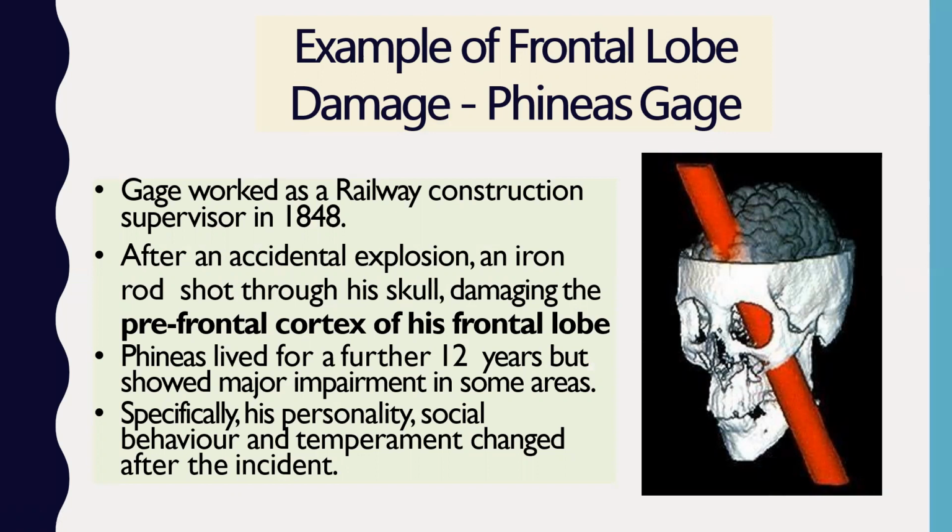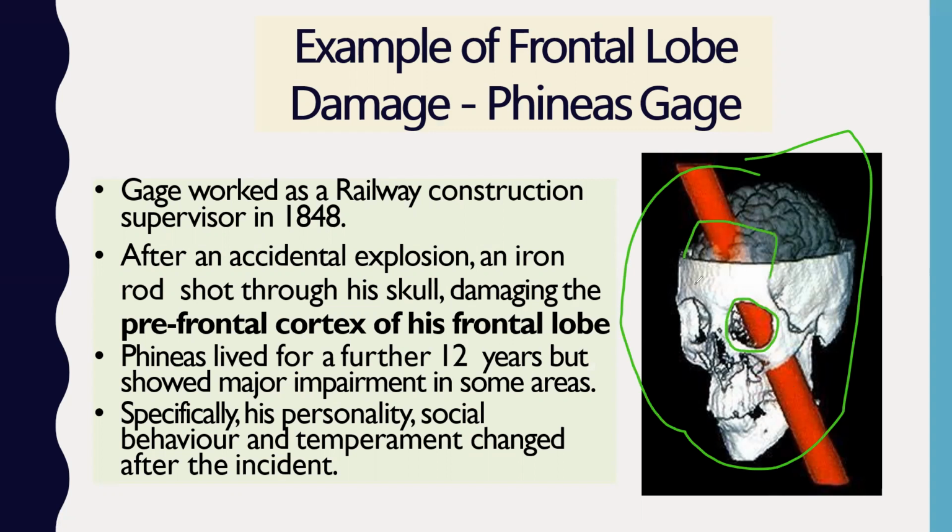After an explosion, he worked with iron rods. So basically, after there was an explosion, the iron rod shot through his eye socket, went right through his brain, right through the front part of the brain. And we can see that really clearly in this image here. That red colored stick is the iron rod. It's like a big iron pole, a metal pole. It's shot right through his eye socket. You can see there, it's gone right through his eye, through the front part of the brain.